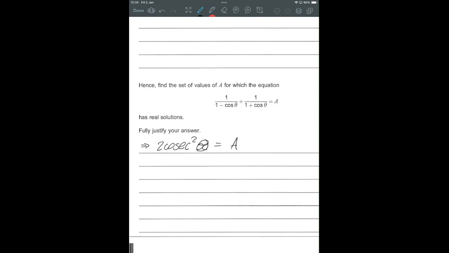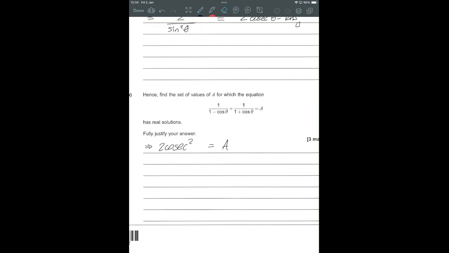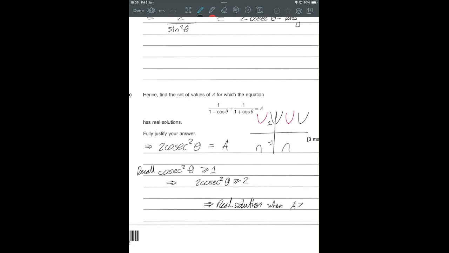Now we can answer it straight from here, but I'm trying to work out if it's nicer to turn things into sine or just to deal with cosec. I think it's just nicer to deal with cosec. We know the cosec graph does that kind of thing, where it's outside of minus 1 to 1. So when I square negative numbers, they become positive. So cosec squared is always greater than or equal to 1, which means 2 cosec squared is always greater than or equal to 2. So this has real solutions when a is greater than or equal to 2.